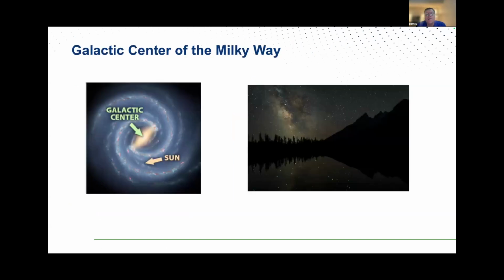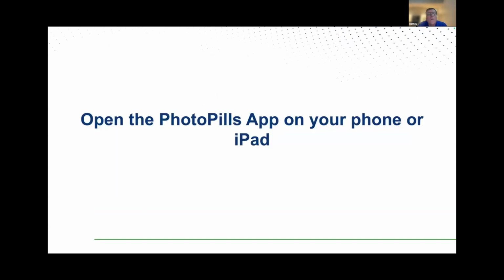And finally, the galactic center. This is the center of the Milky Way, which is, of course, one of the prime targets that we have when we're shooting the Milky Way. And it's usually visible from springtime to the beginning of October, mid-October, and then it disappears because of our rotation around the sun. So where we're going to go now is into the PhotoPills app. If you have it on your phone or your iPad, please go ahead and open it up.